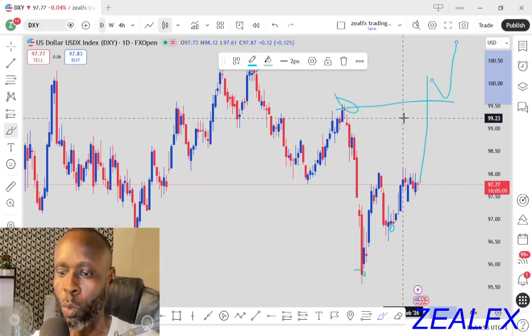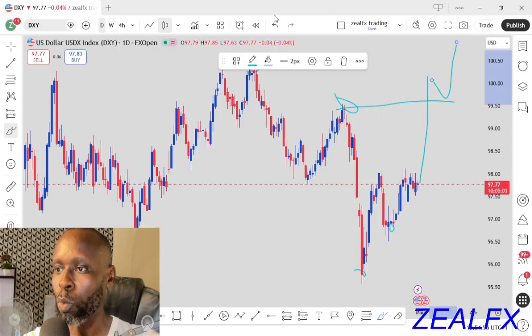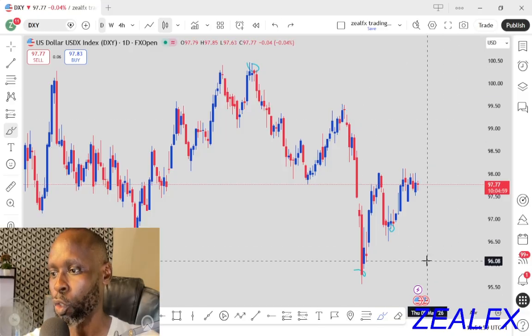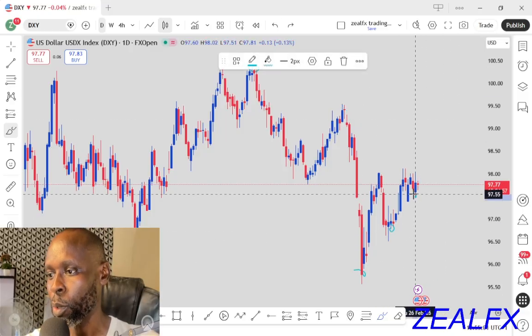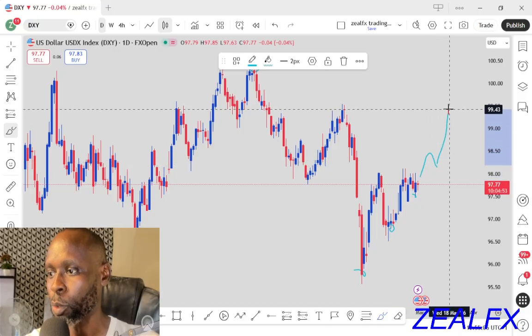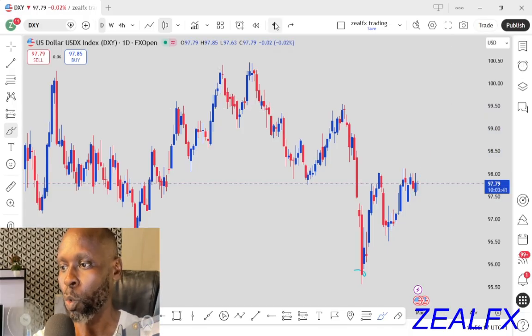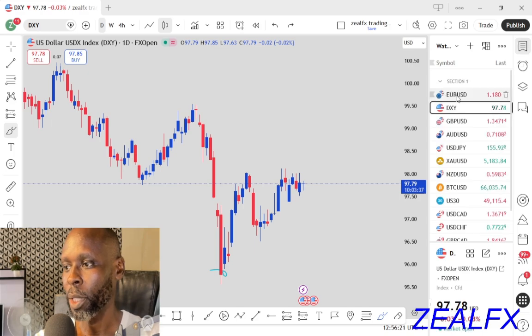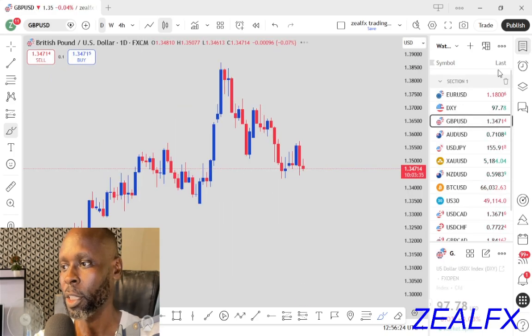So we expect price to continue to push higher so long as we still have our current inner structure series of higher lows. We expect price to break this high, wait to retest, and we expect price to continue to push higher for the dollar index. So let's go back to the GBP/USD on the daily chart.